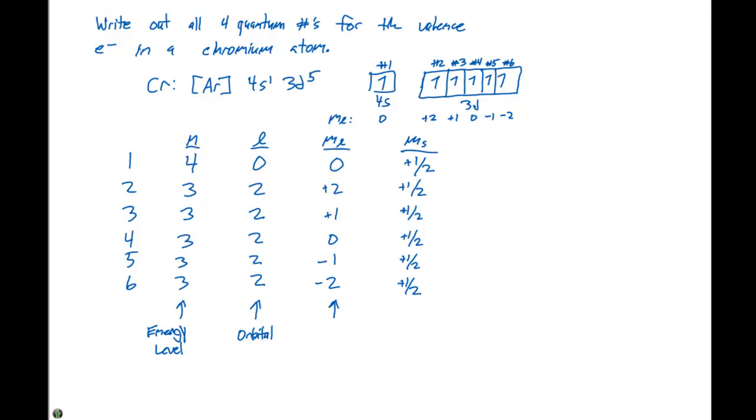The m sub l value is going to tell us where in the orbital the electron is located. And the m sub s value is going to tell us the spin of the electron that we're trying to identify. So we need all four of these numbers to properly identify and distinguish each electron in an atom, and this is the process that we would use to do that.